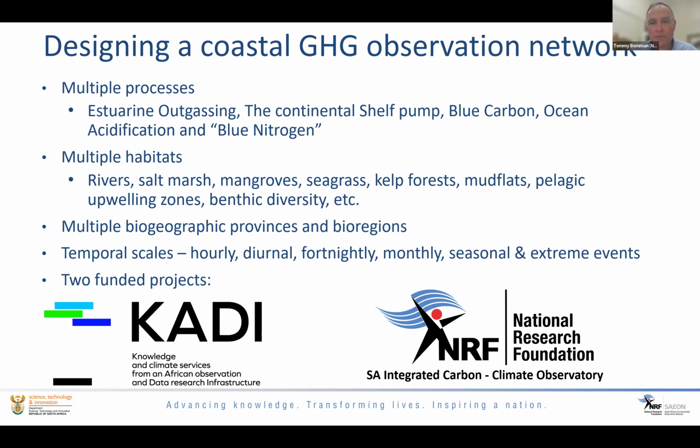And the reason for this is because the coastal environment is so complex. It's characterized by multiple processes such as estuarine outgassing, continental shelf pump, blue carbon, ocean acidification, blue nitrogen, etc. There are multiple habitats. The coastal areas have rivers, salt marshes, mangroves, seagrasses, kelp forests, upwelling zones, etc., that constantly change over time. You have multiple biogeographic provinces and bioregions.